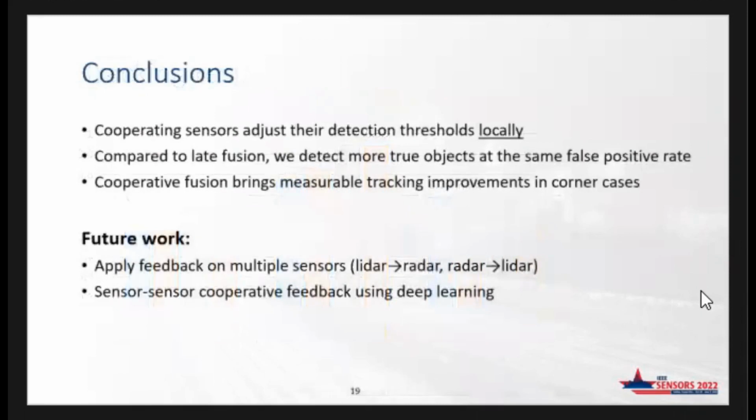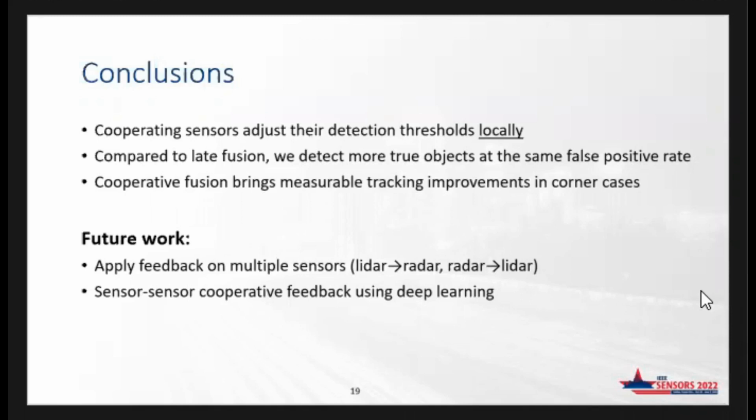So in conclusion, this technique that we developed allows cooperating sensors to adjust their detection thresholds locally using information from the other sensors. Compared to late fusion, we detect, as we saw, more objects at the same false positive rate, and we also measure tracking improvements, especially in corner cases, which I was not able, due to time limits, to show you here, but really at nighttime, the improvements are really significant.